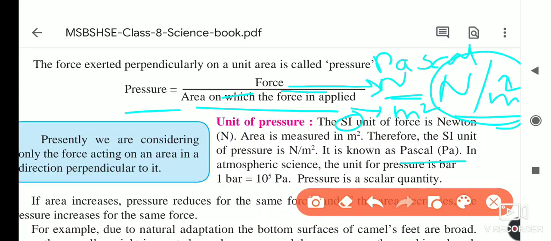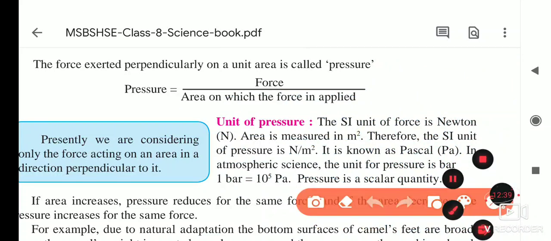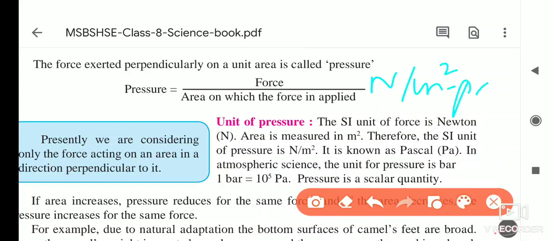Pascal is the name of a scientist; in honor of his work, the name is given to this unit. In short form we write it as Pa. So Newton per meter square means only Pascal. In atmospheric science, the unit of pressure is bar. So 1 bar is equal to 10 raised to 5 Pascal, which means 1 followed by 5 zeros.